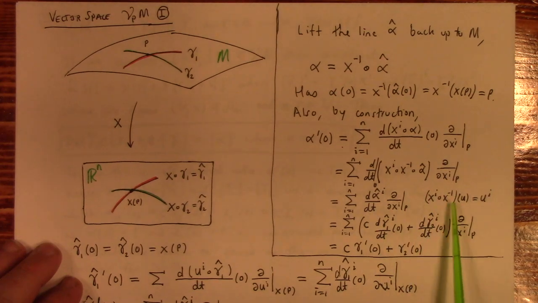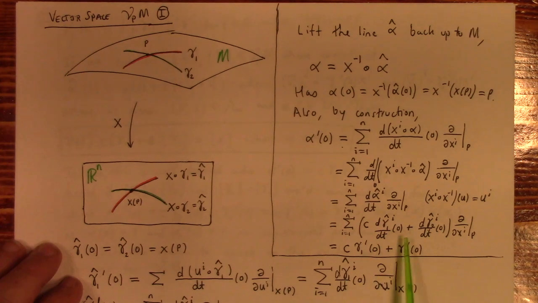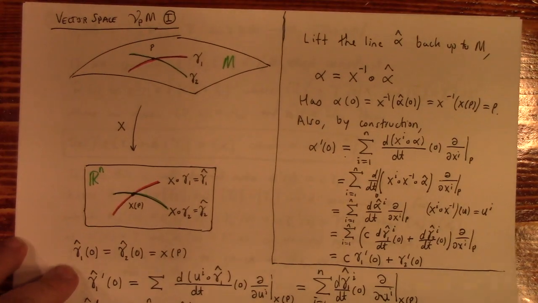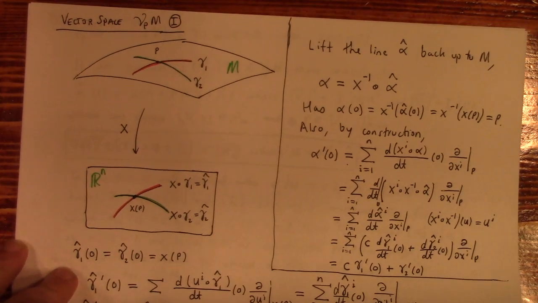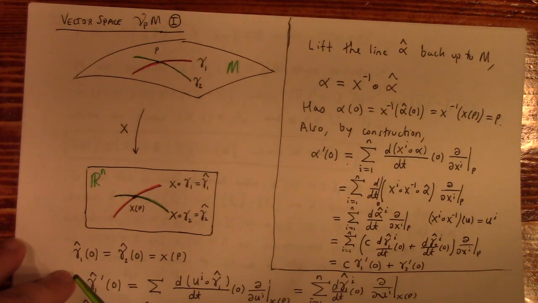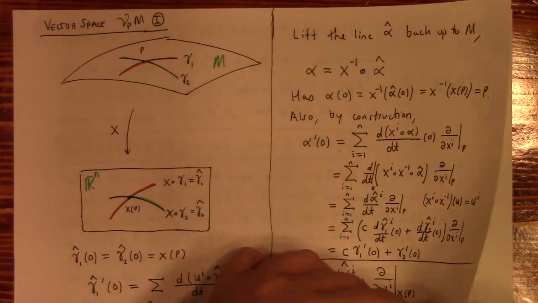And then I differentiate, and we're differentiating a parameterized line, so it gives us the direction vector, and that of course then by definition of addition of derivations is exactly c gamma 1 prime plus gamma 2 prime of 0. So this is how we're going to define the vector addition of equivalence classes of curves. It's a little bit circuitous, isn't it?